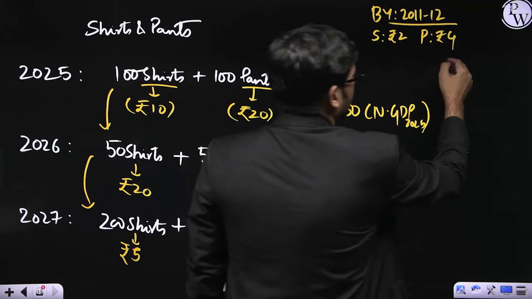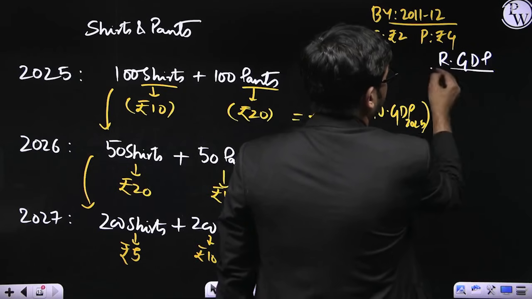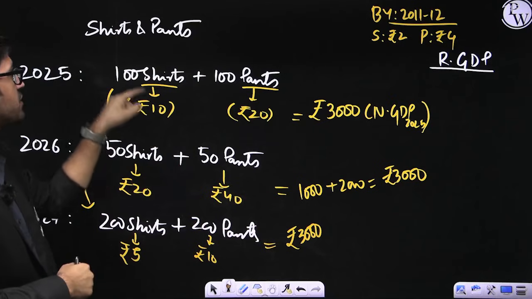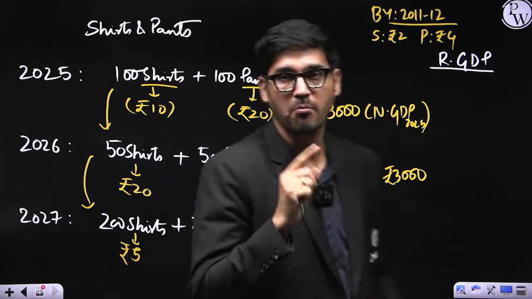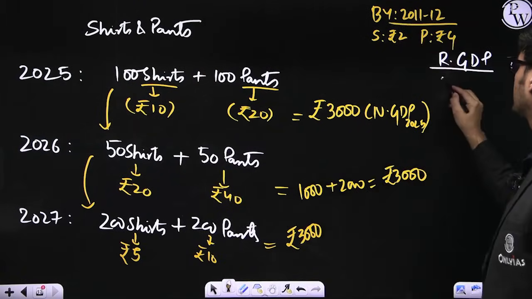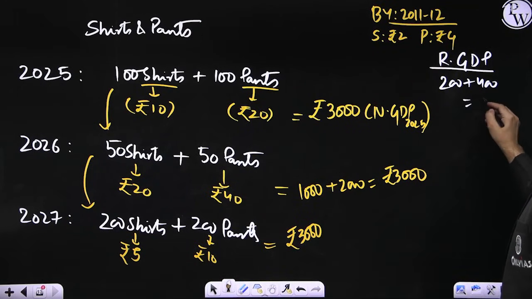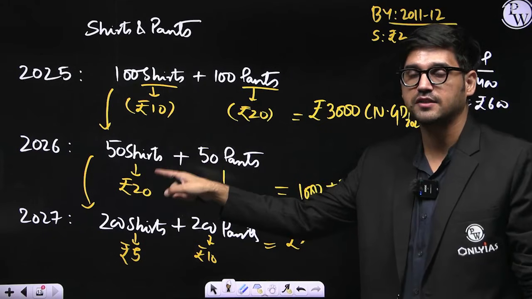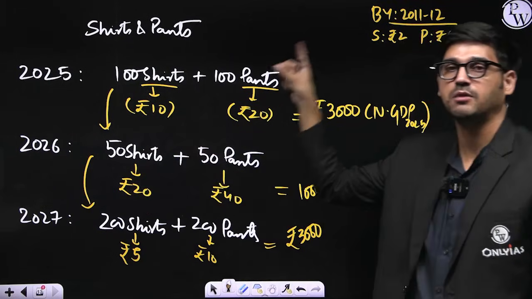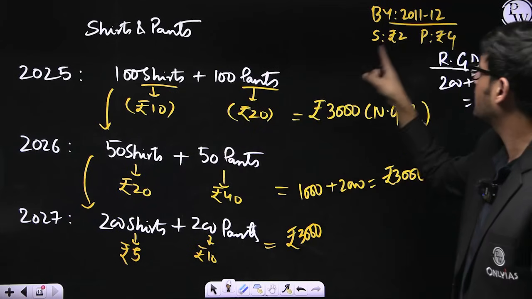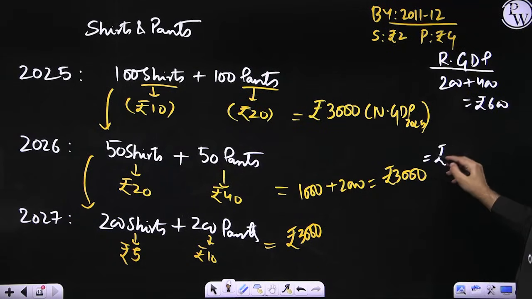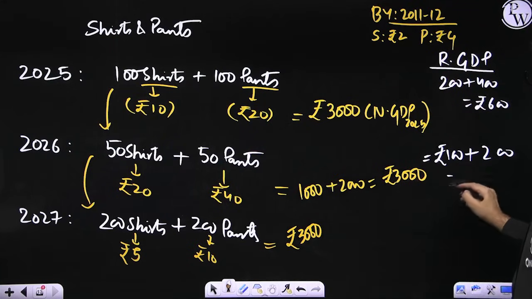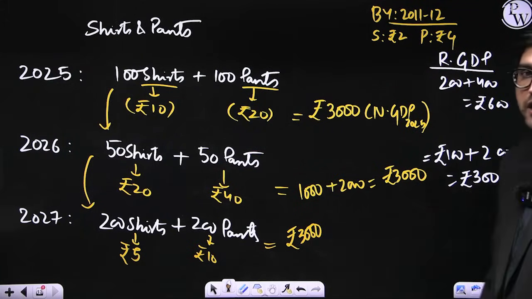Now, for each of these years, calculate the real GDP. Real GDP will be quantities of the current year multiplied with the prices of the base year, which means 100 times 2, 200, plus 100 times 4, which is 400. Real GDP for the economy should be 600 in 2025. In 2026, real GDP should be quantity of 26 multiplied by the price of the base year. 50 multiplied by 2, this is going to be 100, plus 50 multiplied by 4, this is going to be 200. The real GDP has dropped to 300.